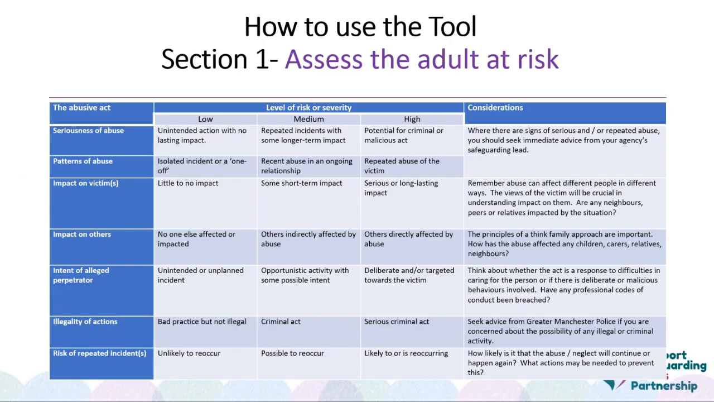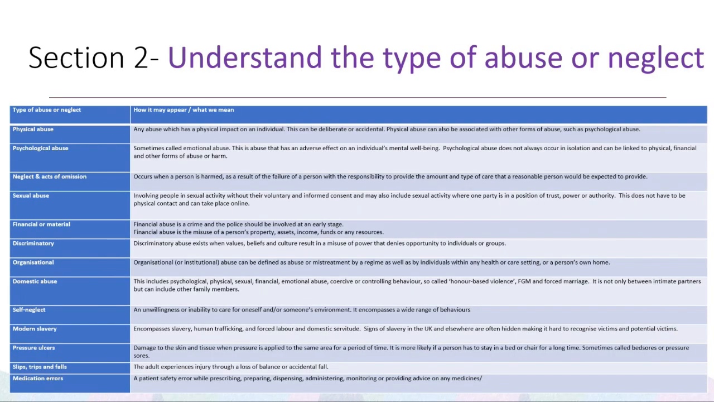Once we're clear on that level of risk, we then start to think about the type of abuse or neglect that that adult is facing. So this list runs through the types of abuse or neglect that we've already covered in this briefing, and it just has a very brief description on what that might look like. We've also included some additional types of abuse or neglect. On the bottom of this list here, you can see that includes pressure ulcers, slips, trips and falls, and medication errors. So as well as the Care Act statutory types of abuse or neglect, we've included some additional examples there, where you can get a brief description of what that risk of harm might look like and how we can respond.